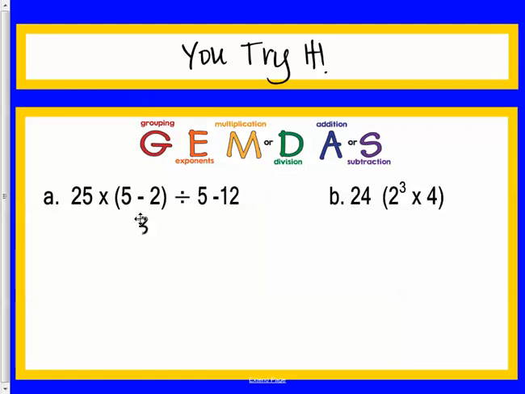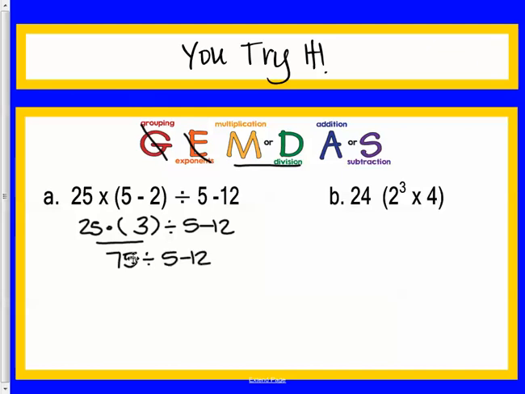Okay, in this first one, we need to do the grouping symbols first. 5 minus 2. Okay, now we look for exponents. We don't have any. Now we're going to do the step of multiplication and division. We can do this one first. 25 times 3 is 75. Bring down all the other steps since it's furthest to the left. Now we're going to divide. 75 divided by 5 is 15, and bring down your take away 12. 15 minus 12 is 3, and you're done. Make sure you check this one with a red pen.